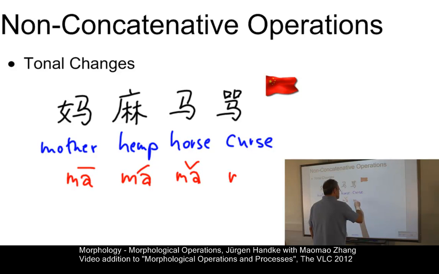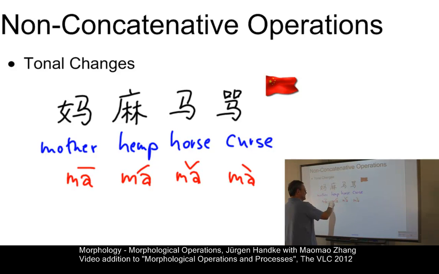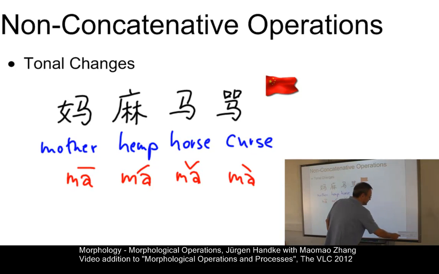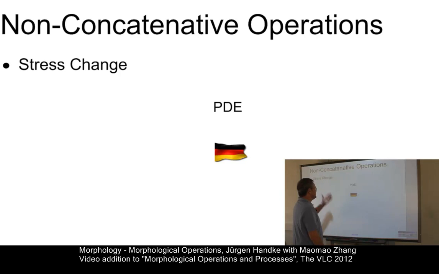That was a very significant fall. So let me repeat that. Ma, ma, ma, ma. Oh, well, this is difficult anyway. But you can see here the problem of the tonal analysis. In fact, one of the most well-known non-concatenative operations in morphology. Now, let's look at another operation, stress change.